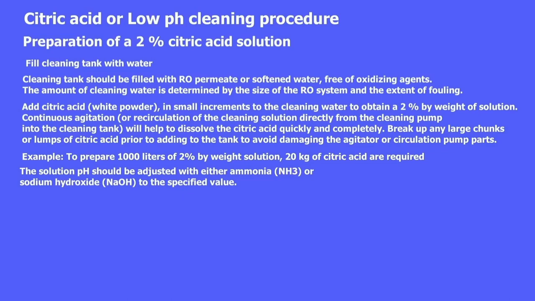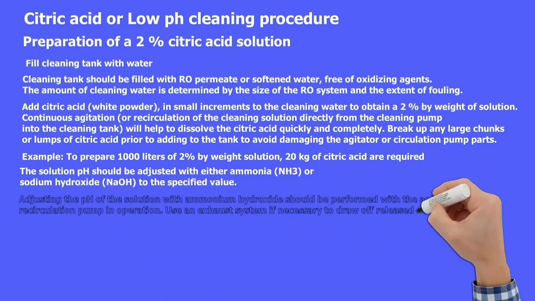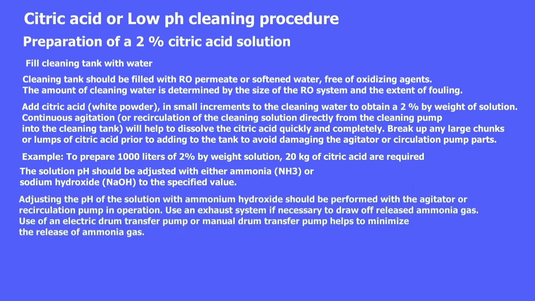The solution pH should be adjusted with either ammonia, NH3, or sodium hydroxide, NaOH, to the specified value. Adjusting the pH of the solution with ammonium hydroxide should be performed with the agitator or recirculation pump in operation. Use an exhaust system if necessary to draw off released ammonia gas. Use of an electric drum transfer pump or manual drum transfer pump helps to minimize the release of ammonia gas.